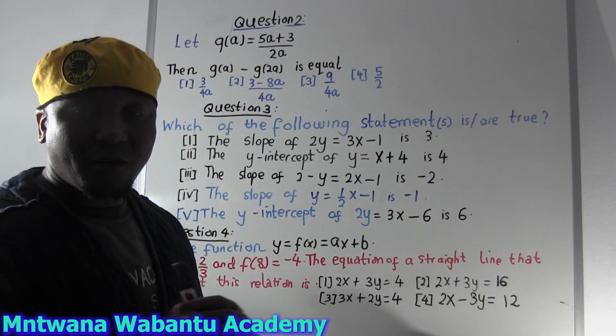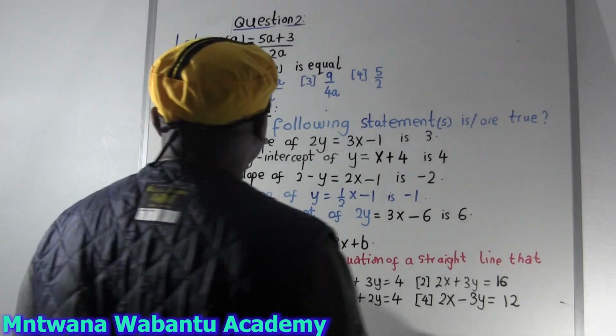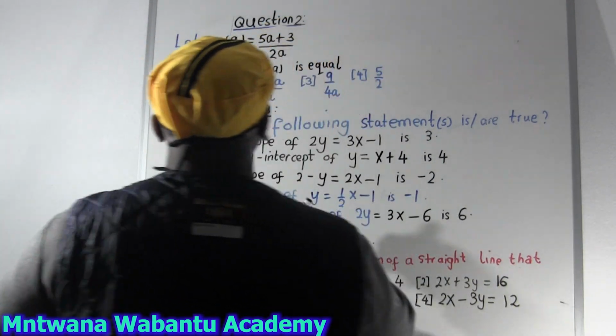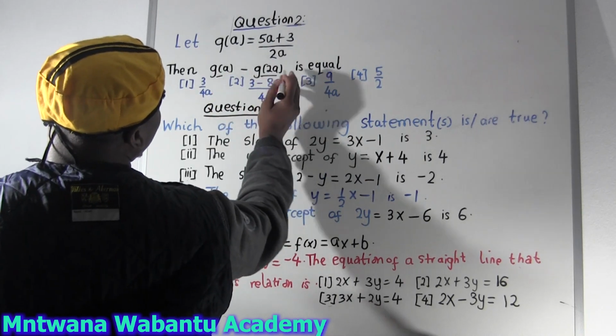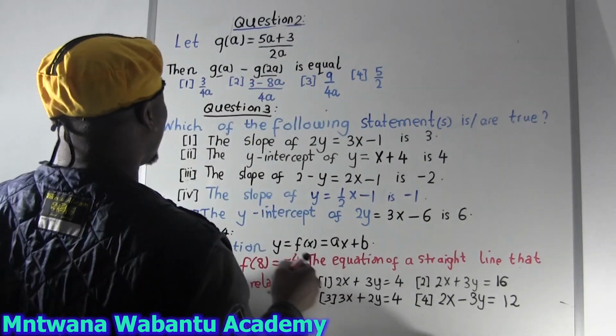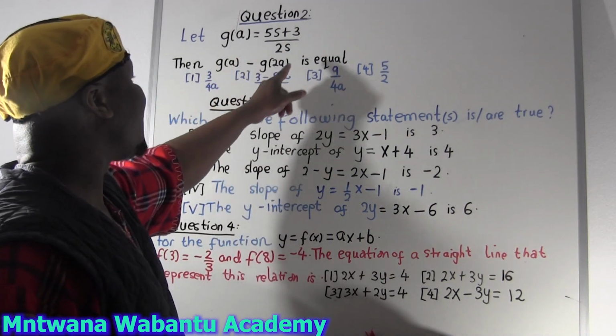Just like I explained before, the whole concept. Now, let's do it. Easy. So what we're going to do here, look. They say we have to find g of a and then get g of 2a, and then after that, subtract these two. Let's say then g(a) minus g(2a) is equal to.